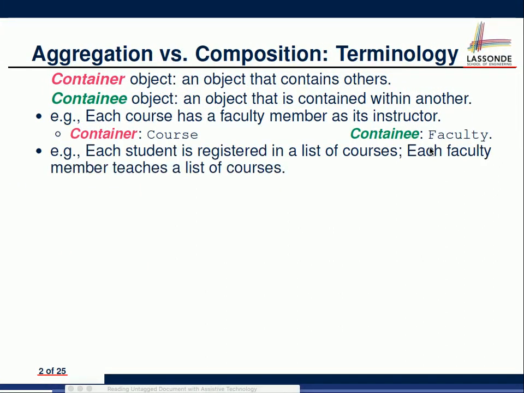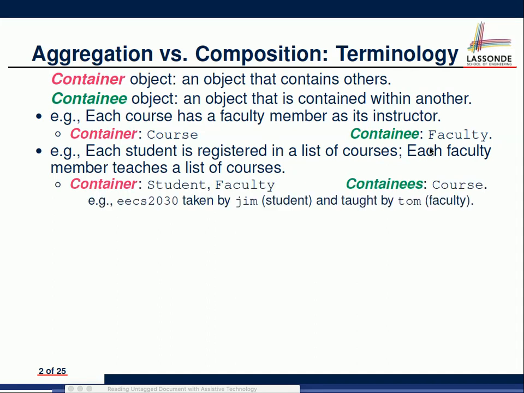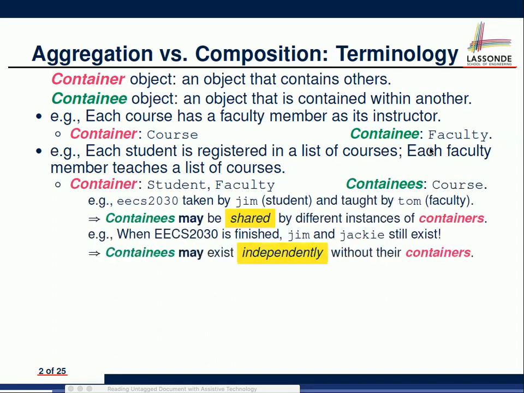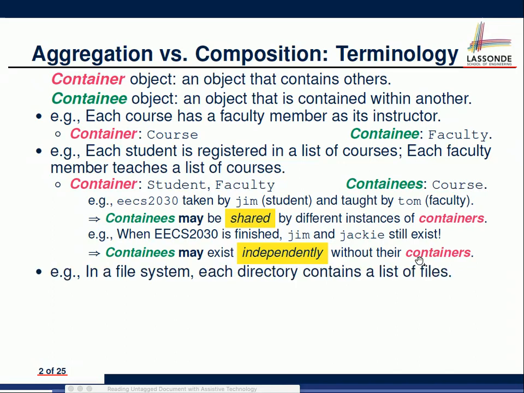Okay, so now each student is registered. Exactly what I said. Containers will be student, faculty, and also containee. For these you're going to see exactly how this is going to work even later on. So now there is another kind of container and containee you have to be aware of.